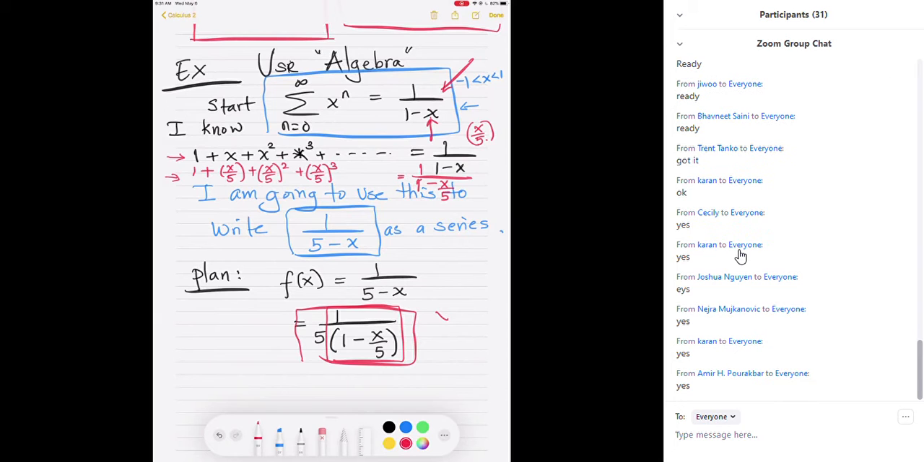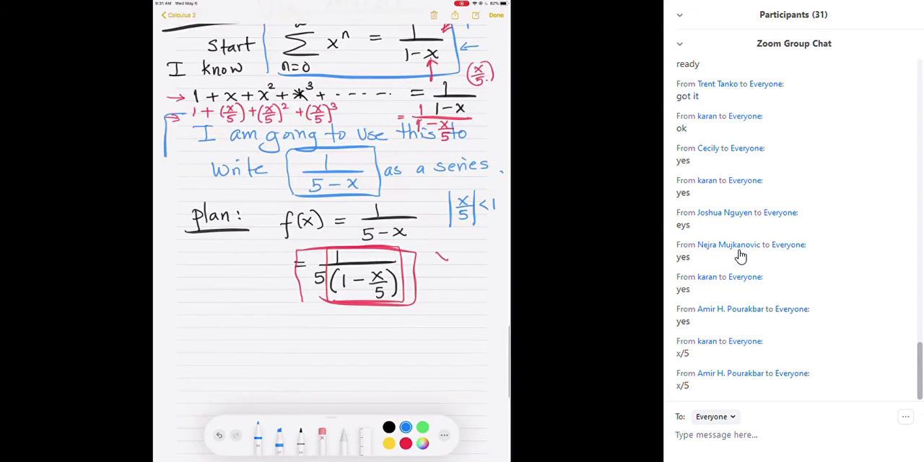What is the ratio? What is the common ratio? Very nice, Karan. So the common ratio is x over 5. And what did we say? This will converge when what? X over 5 is less than 1. That means what? And I'm going to write it here.